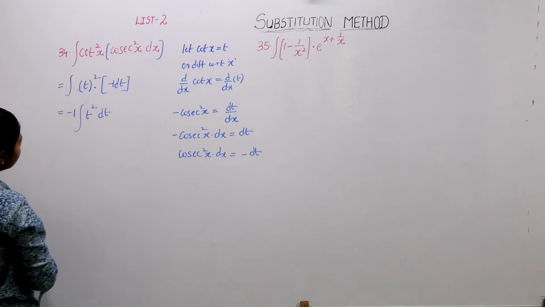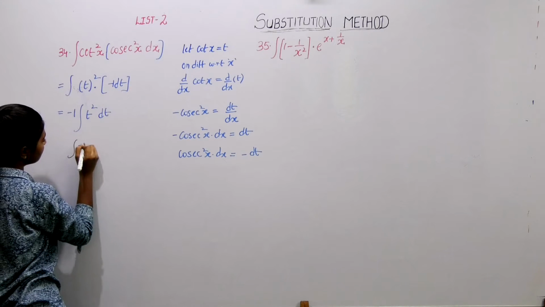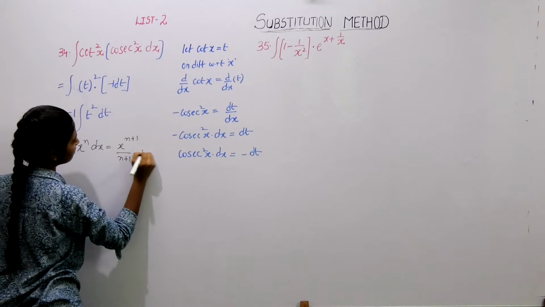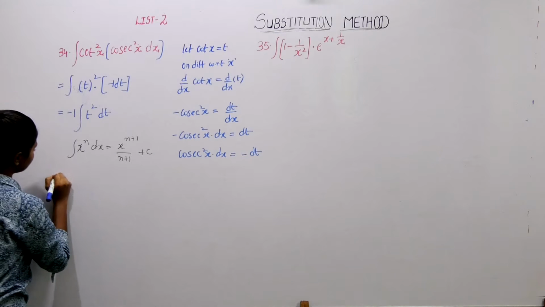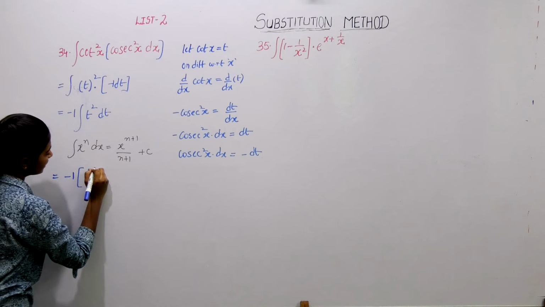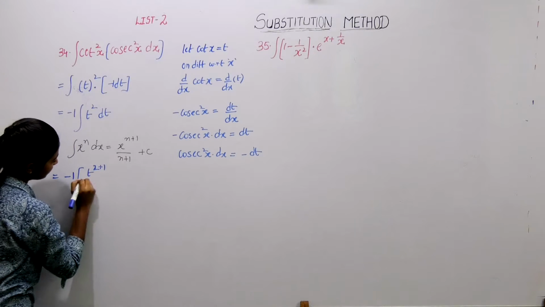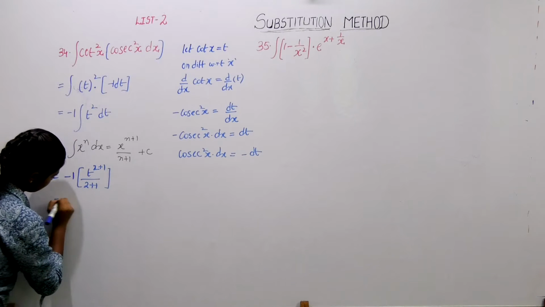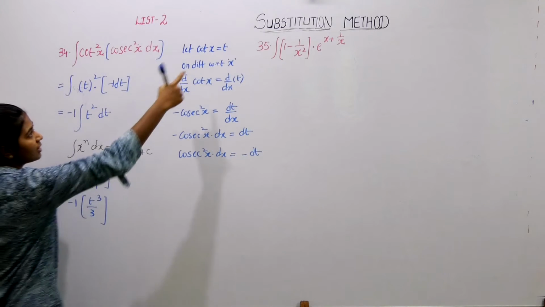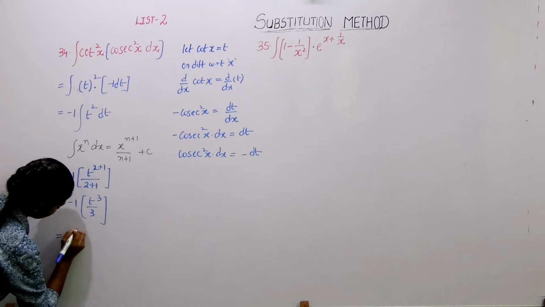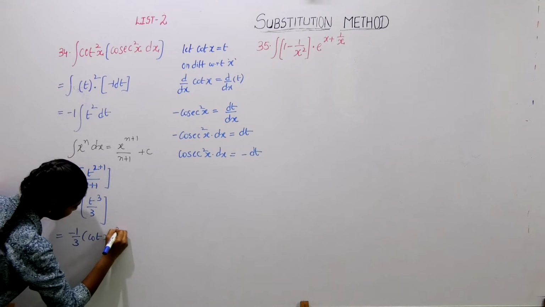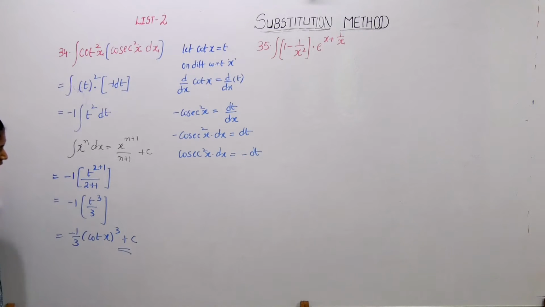This is in the form of integral x power n dx, which is equal to x power n plus 1 by n plus 1 plus c. When we substitute the formula here, with minus 1 as it is, for integral t square, it becomes t power 2 plus 1 by 2 plus 1, and minus 1. T power 2 plus 1 is t cubed by 3. And what is the value of t? It is cot x. So minus 1 by 3, in place of t, I substituted cot x whole cube plus c. This is the final answer.